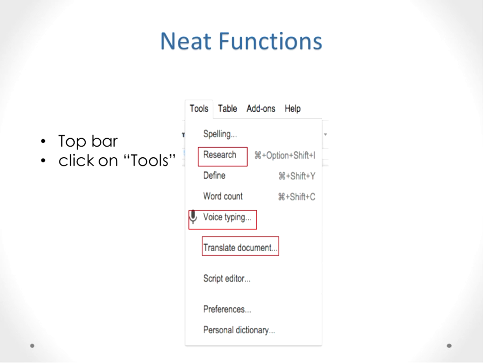Okay, so some of the neat functions of Google Docs. At the top bar, when you click on your Google Doc, you have an option called Tools. Within Tools you have some really incredible components. There's one which is the research component, which I'm going to show you guys. There's voice typing, which I absolutely adore. This is your voice to text. So you hold it down and then you dictate what you want written, and it will all be automatically written for you.